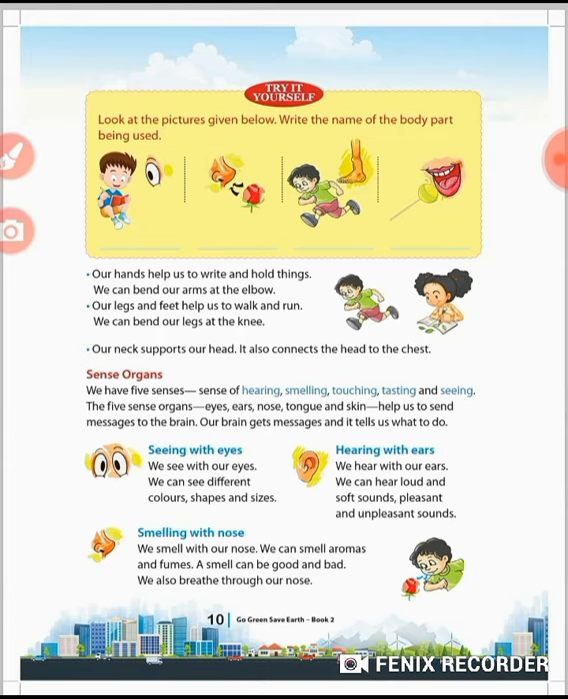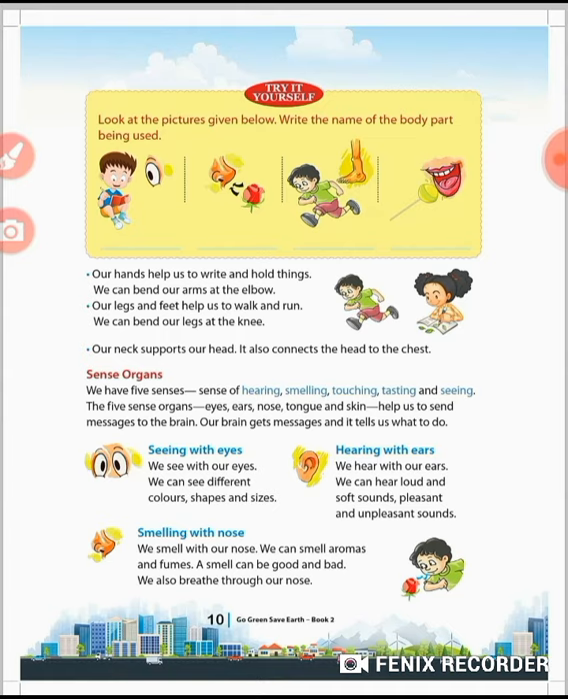Let's read. Our hands help us to write and hold things. We can bend our arms at the elbow. Children, each part of our body does some work. Our hands and arms help us to do many things like eat, write, hold, and pick.